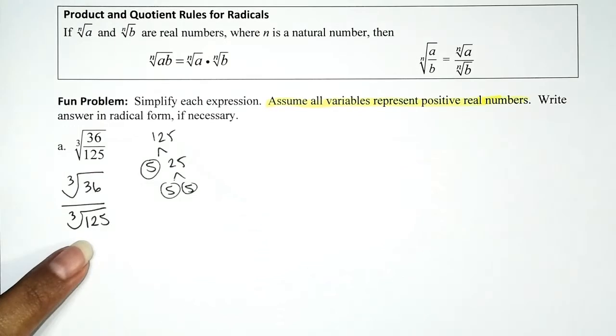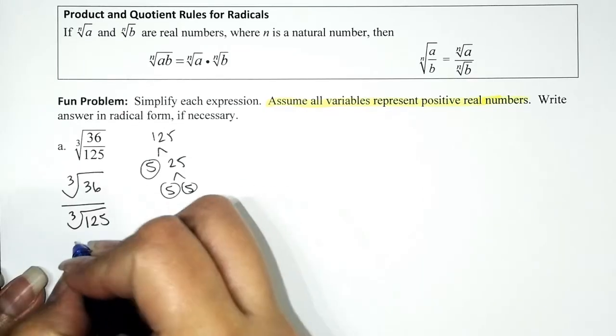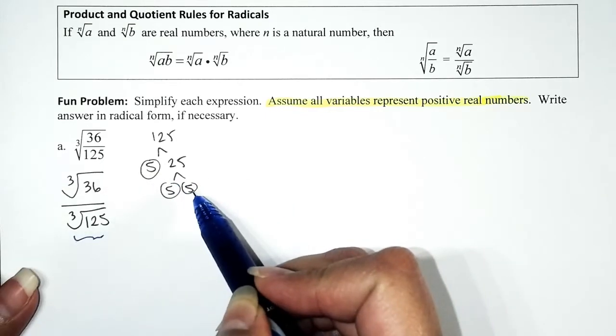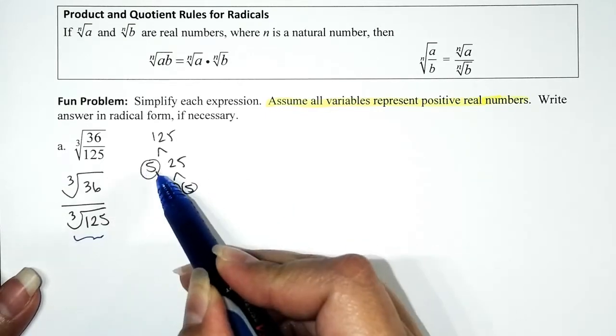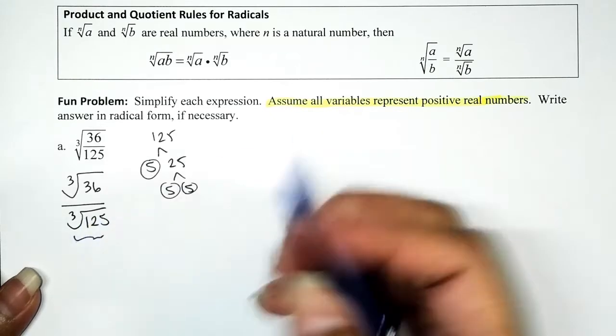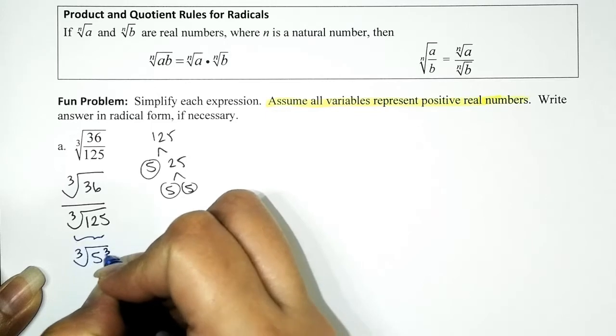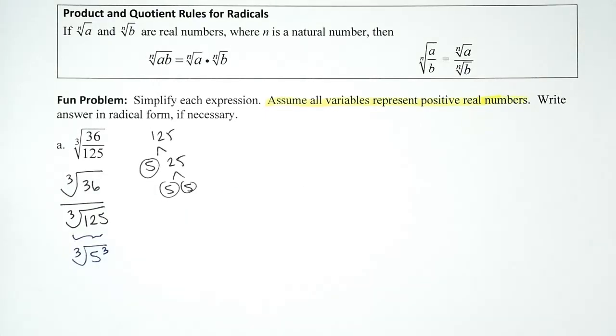So let's write 125 as a product of prime factors. I'm at a crossroads in terms of how to write it. In this case, I'm going to just use exponents of repeated factors. Why? Because we have 3 factors of 5 and the index is 3, so I'm working with 3's. So we have the cube root of 125, which is the same as 5 times 5 times 5, or 5 cubed.